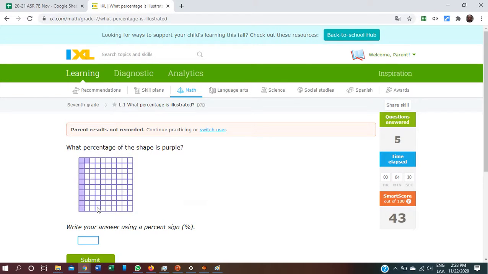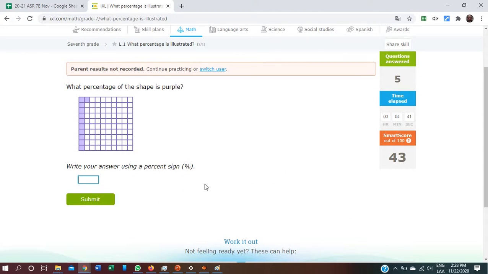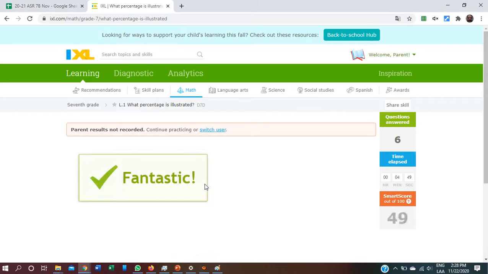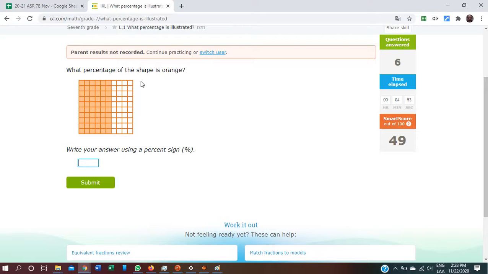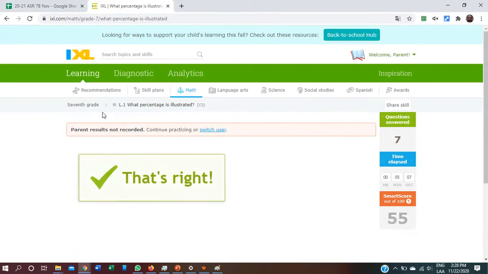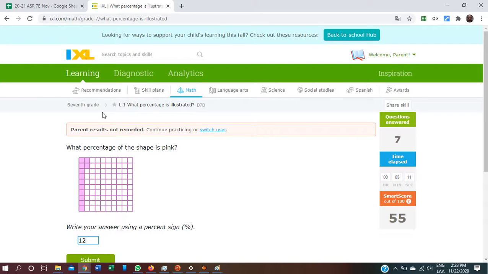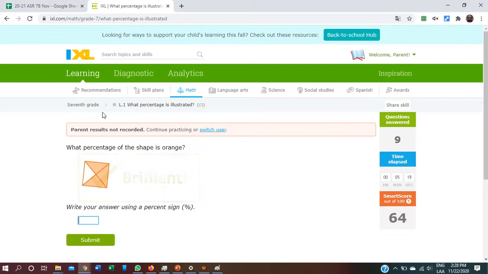This is what you have to do. This is easy because it's 100 little squares, and 11 of them are purple, so 11%. Again, this is 100 squares, and 1, 2, 3, 4, 5, 60 squares are orange, so 60% is orange. 60 out of 100, and this is 12 out of 100, and this is 100%.